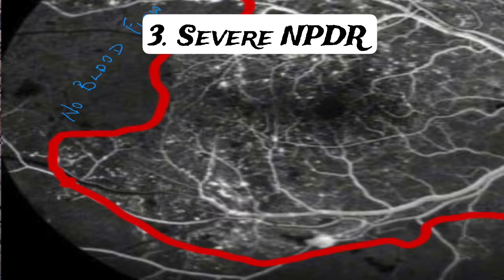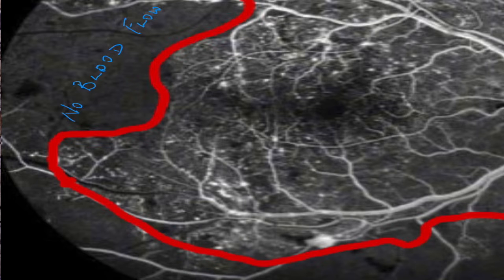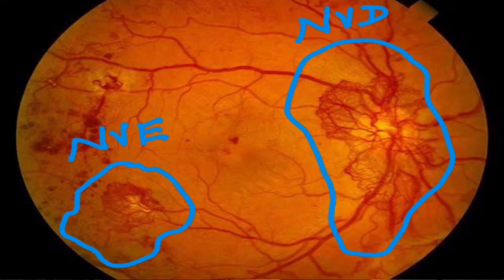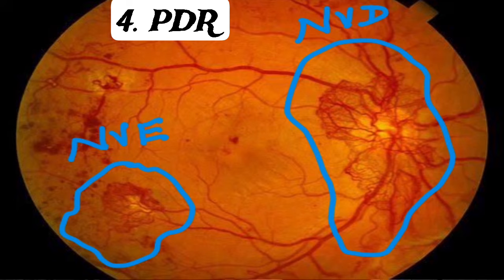Stage 3 is severe NPDR. In this stage, the outer retina does not receive enough blood flow, and you can make out it is getting compromised. By this stage, something called IRMAs form all over the retina, and the blood flow, as I said, is very much compromised. Stage 4 is when you start seeing new vessels grow over the retina.